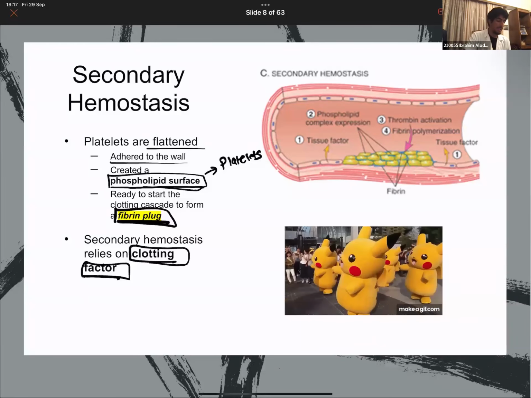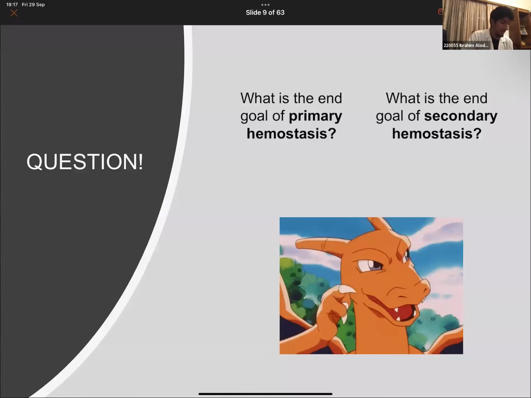Awesome. So next is a question for you guys. First, answer this. What is the primary goal, or what is the end goal of primary hemostasis, and what is the end goal of secondary hemostasis? All right, so platelets, sure. Platelet plug, and then fibrin plug.